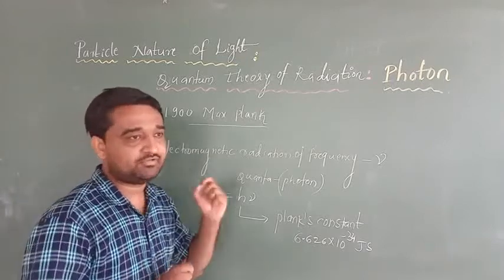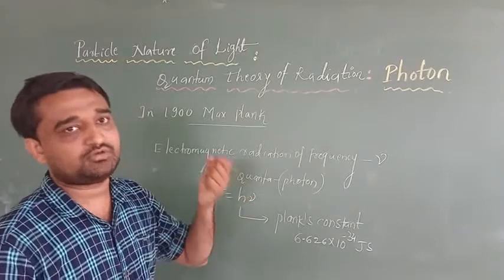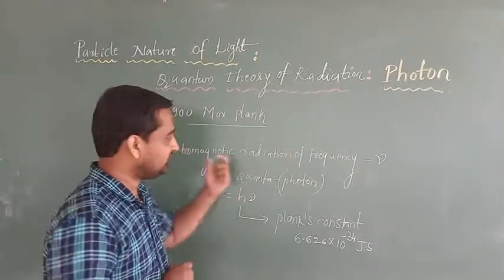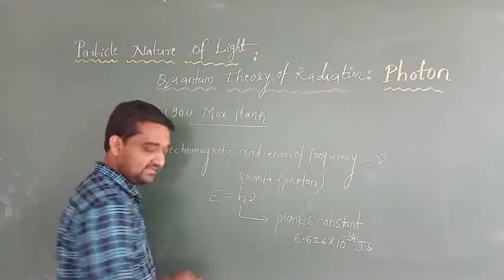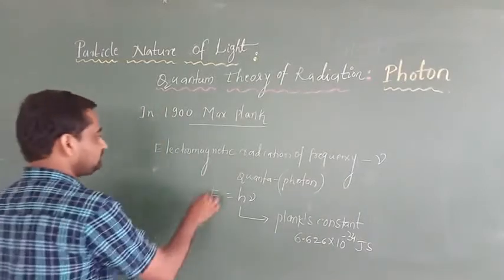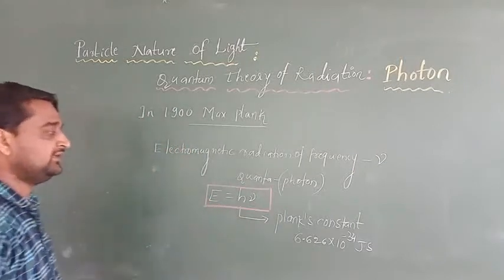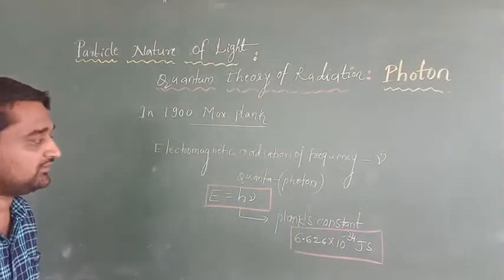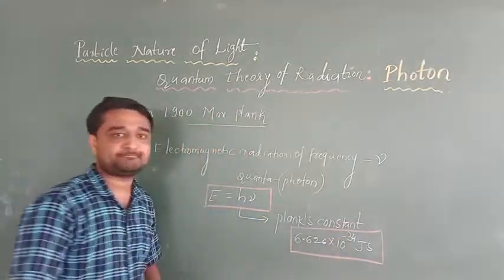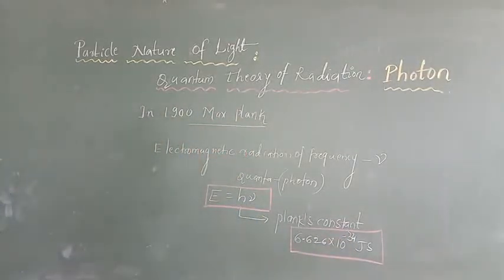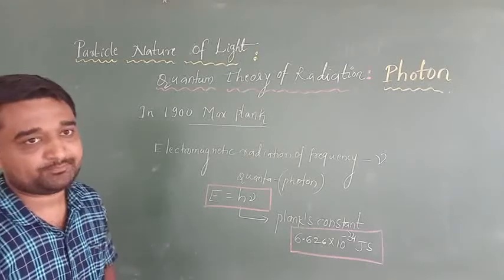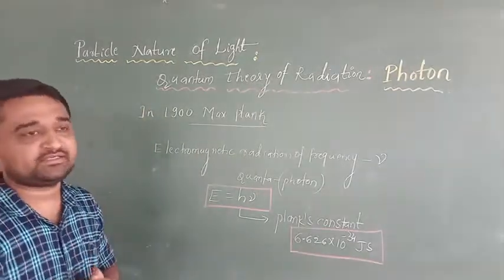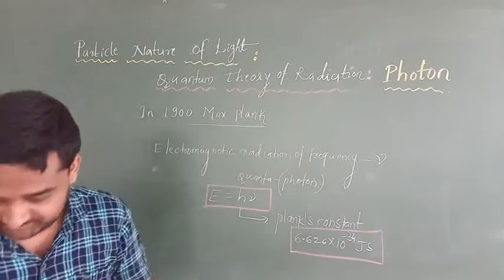The light radiation of frequency nu is emitted or absorbed in the form of photons, or quanta, and the energy of the photon is given by the relation E equals h nu, where nu is the frequency of radiation and h is Planck's constant. Its value is 6.626 times 10 to the power minus 34 joule second. Now the next point is the Einstein photoelectric equation and the explanation of the results of the photoelectric effect based on his equation.